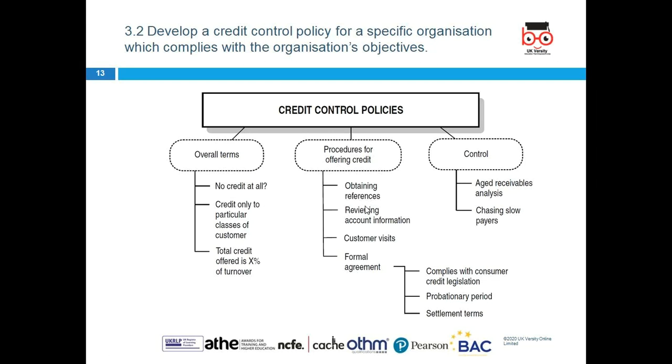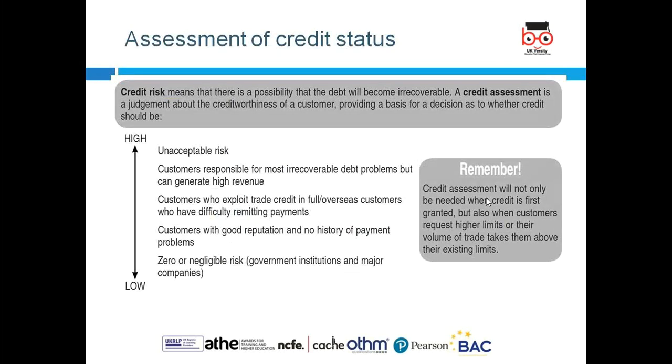Procedures for offering credit: obtain references, where a credit reference agency gives the reference, reviewing the account information, customer visit, formal agreement, complying with consumer credit legislation, probationary period, and settlement terms. Control: aged receivables debtor analysis, which is main trade receivable analysis, and chasing slow payers. Once it is past the due date, we can also offer an early settlement discount to improve our cash flow.